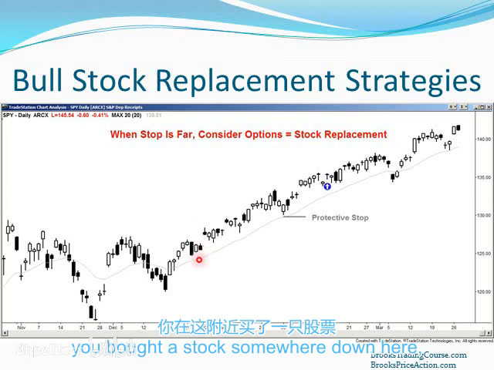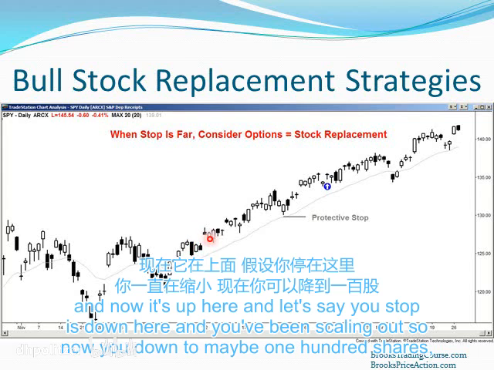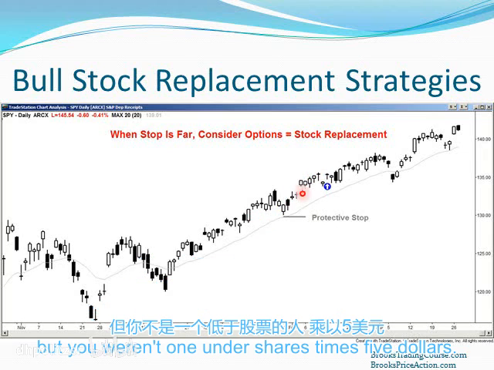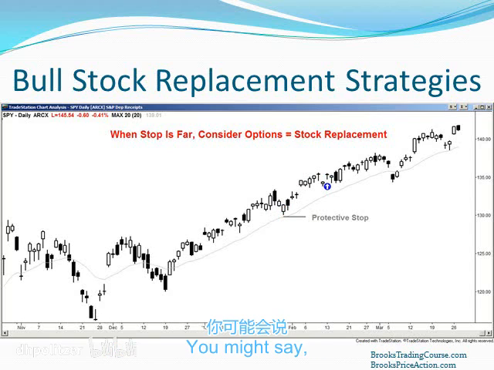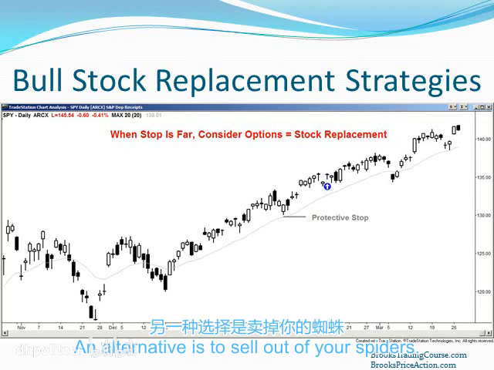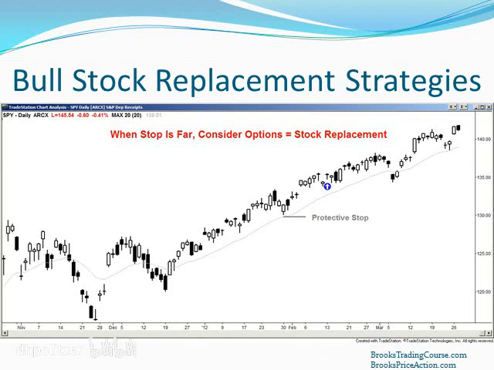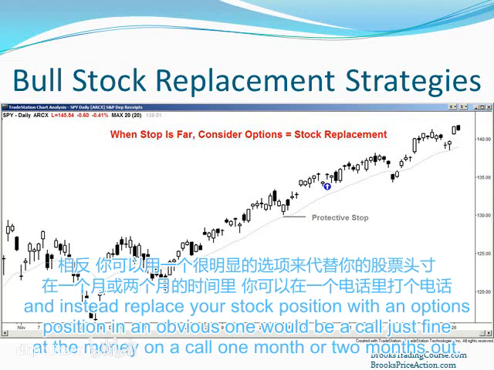One is, let's say you bought a stock somewhere down here, the spider on the daily chart, and now it's up here, and let's say your stop is down here and you've been scaling out, so now you're down to maybe 100 shares, but your 100 shares times $5, that might be more than you'd care to risk. That would be $500. You might say, well, I don't want to get down to zero. I still want to participate. Well, an alternative is to sell out of your spider shares, and instead replace your stock position with an options position. An obvious one would be a call. Just buy an at-the-money call 1 month out or 2 months out.